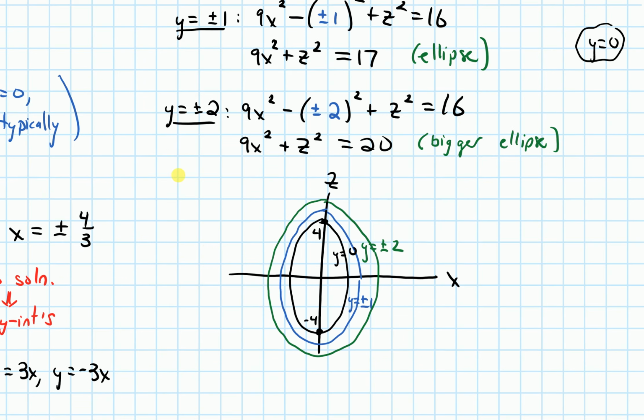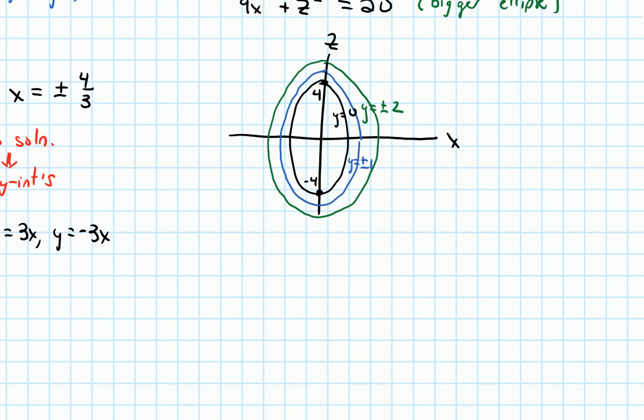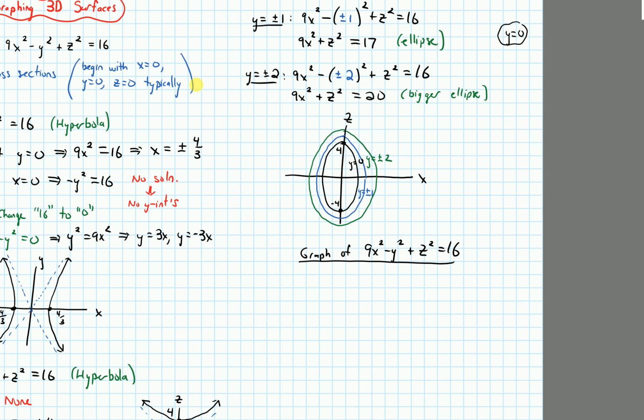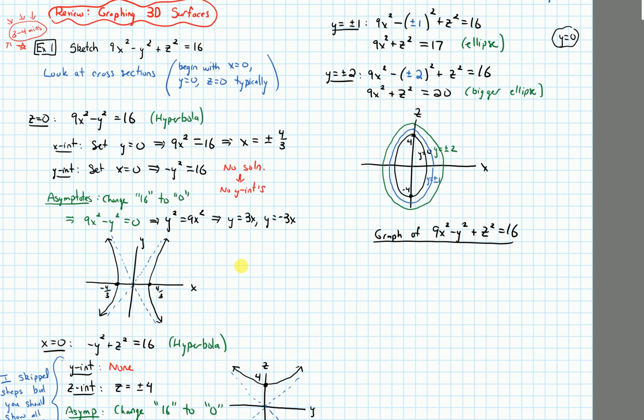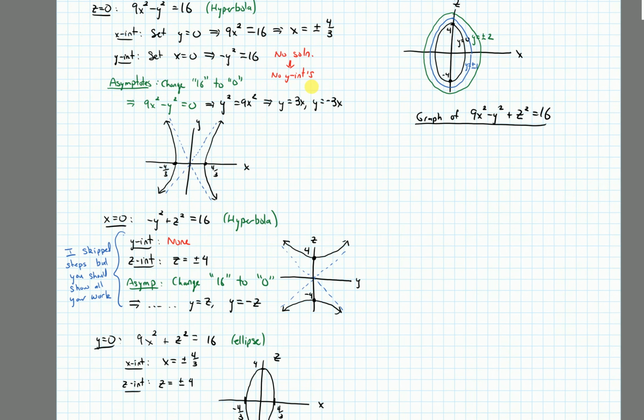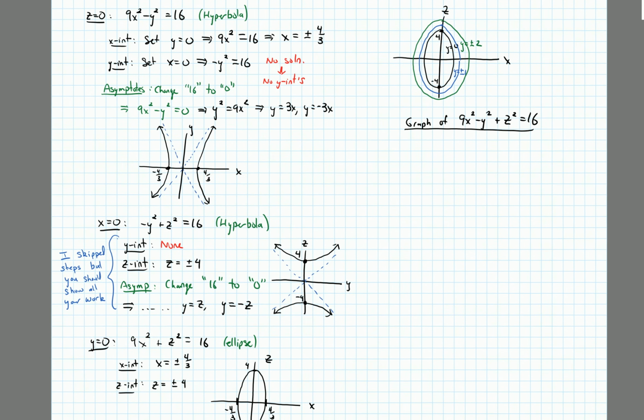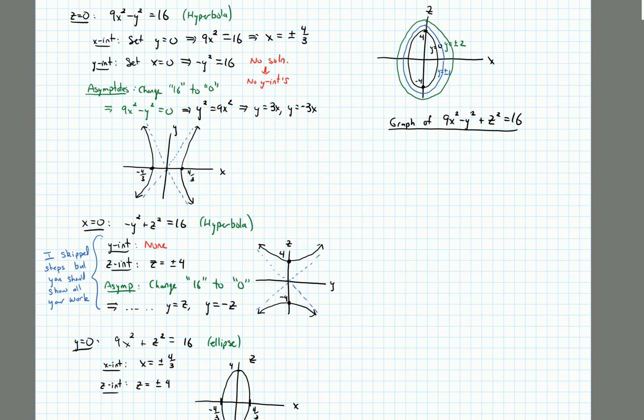All right, now let's try to put this together and sketch out our full graph. So the graph of 9x squared minus y squared plus z squared equals 16. So we've drawn a lot of cross sections. Let's try to put them together into this overall graph. Okay, so I'm trying to zoom it out a little bit so I can look at these.